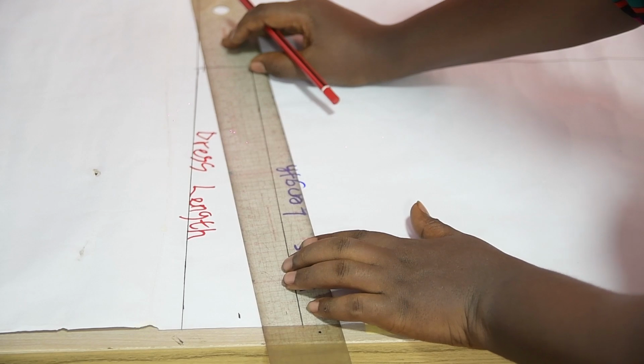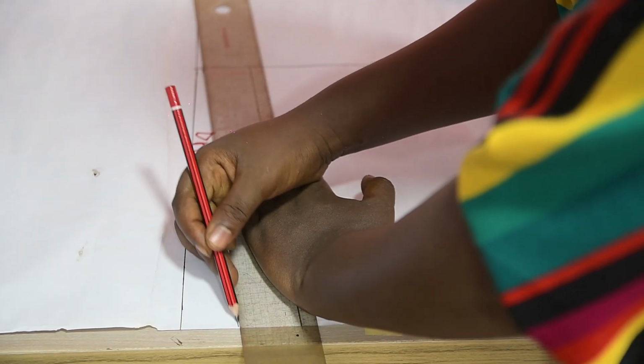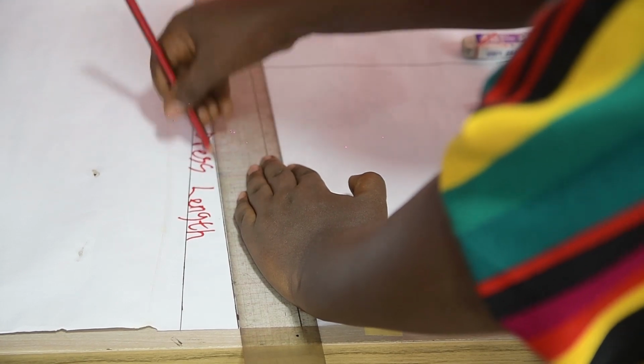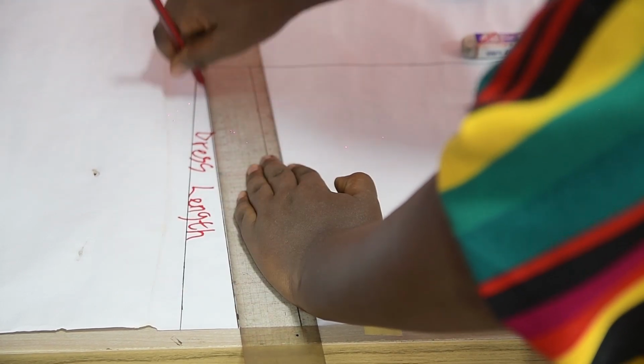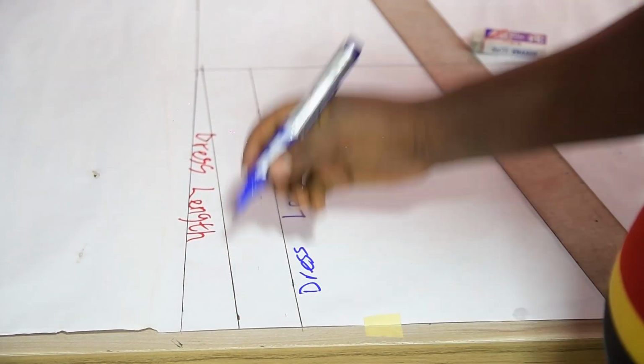allowance. So as you can see, I took the measurements on both sides. So don't forget to measure the two sides of your pattern because it is not on a straight line. Then I will label this as the hem allowance.